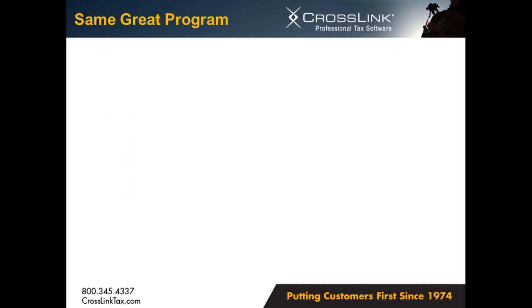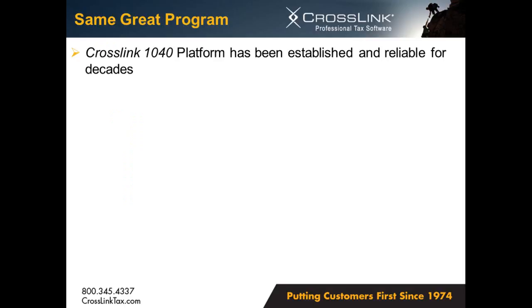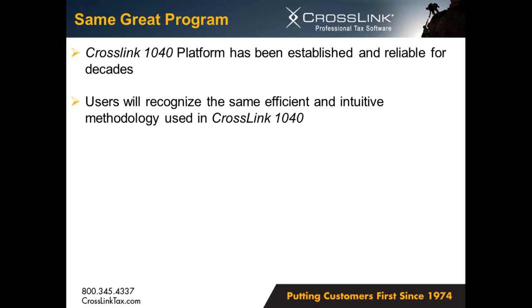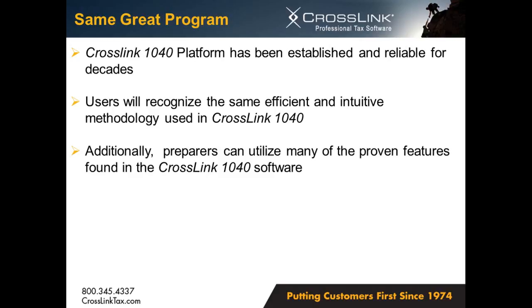CrossLink Business is integrated into the CrossLink 1040 software, and that 1040 software has been relied upon by tax professionals for decades. With that integration, CrossLink Business is ready to be a productive part of your office's software far into the future. Users will recognize the same efficient and intuitive methodology used in the CrossLink 1040. And additionally, preparers can utilize many of the signature features of CrossLink, including the digital signature pad, document archive, point-and-shoot error correction, and many more.